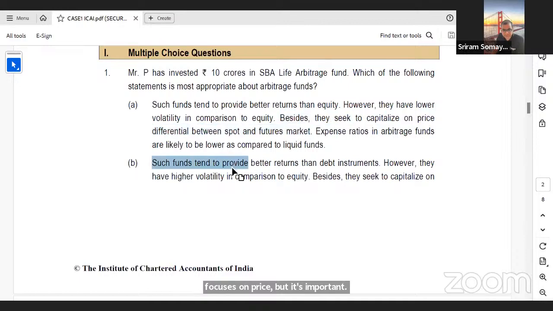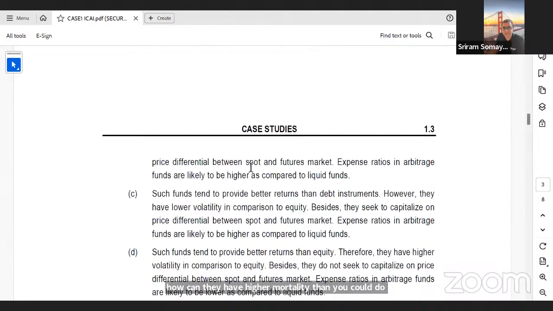So let us move to the second option. Such funds tend to provide better return than debt. This is exactly what I said. It is higher than debt, lower than equity. However, they have higher volatility in comparison to equity. Wrong, right? If they are one level higher than debt, how can they have higher volatility than equity? That is also wrong. Besides, they seek to capitalize on price differential between spot and futures. So that is given, right? Expense ratio are likely to be higher as compared to liquid funds. They tend to be higher as compared to liquid funds because there is some amount of activity that is involved.